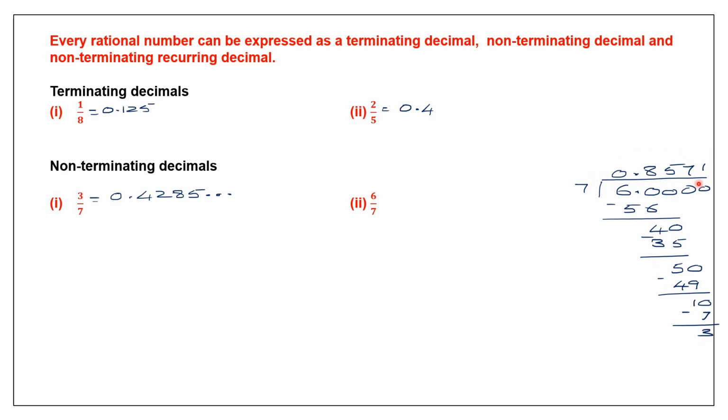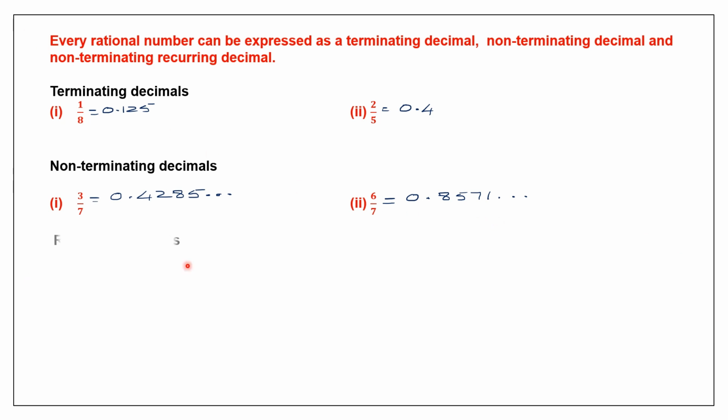And such a decimal, the quotient in this case, is called a non-terminating decimal. So how do we write our answer here? We say 0.8571, and we put dots to show that this division continues. It does not end. So here these two are non-terminating decimals. Now we have the third kind. This is the recurring decimals.